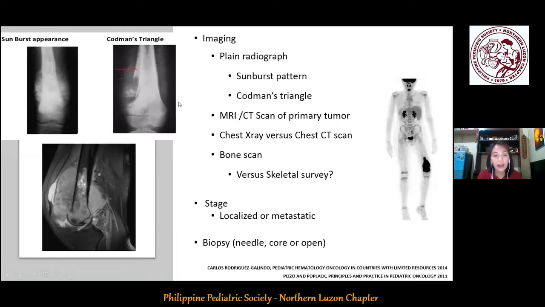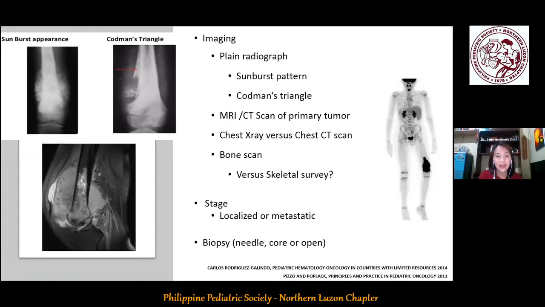Although plain radiographs are informative, it is important to do your MRI and/or your CT scan of the primary tumor. So which is which? Which do we choose? Studies would say that MRI and CT were equivalent in predicting bone, muscle, joint, and neurovascular involvement. However, your MRI is preferable for local staging, your pre-surgical planning, and your identification of your skip metastasis. This is particularly important in limb salvage procedures, but it is less relevant if amputation is planned.